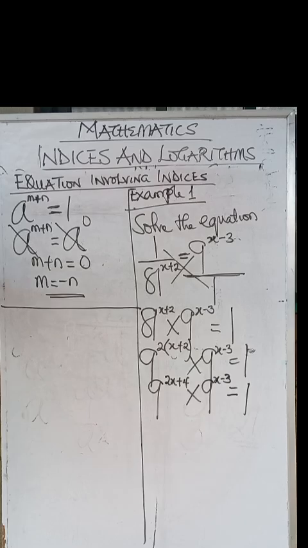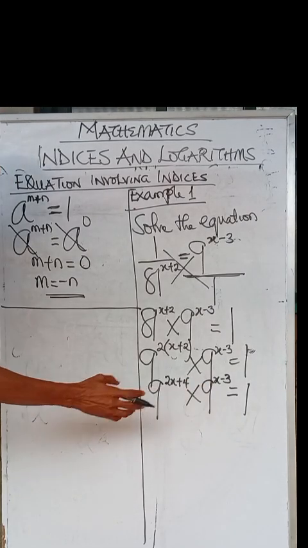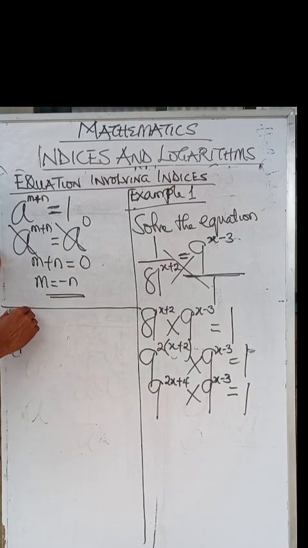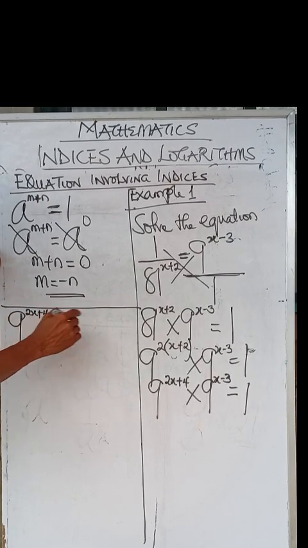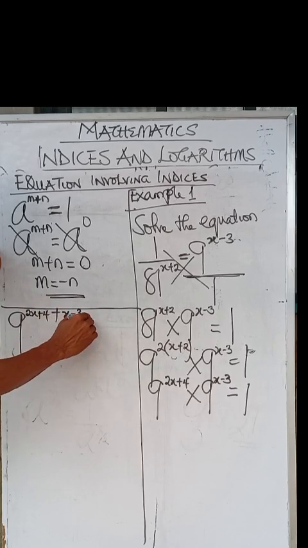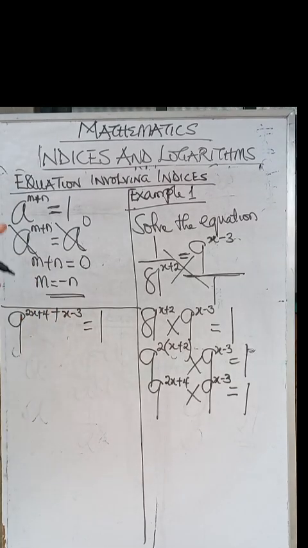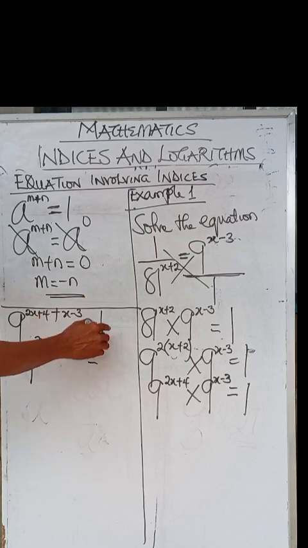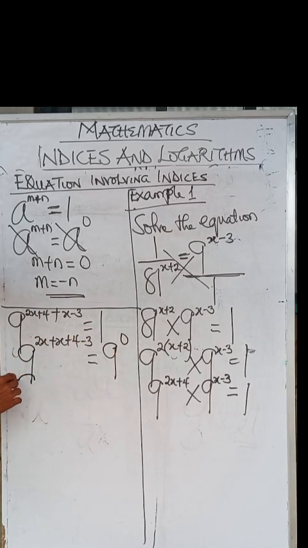Now, applying the law of indices, these bases are the same. You pick one, then you add the powers. So you have 9 exponent 2x plus 4 plus x minus 3 equals 1. Also applying the power law, if you simplify this, you have 9 exponent 2x plus x plus 4 minus 3, equals 1. You can say 9 exponent 0. So you have 9 exponent 3x plus 1 equals 9 exponent 0.